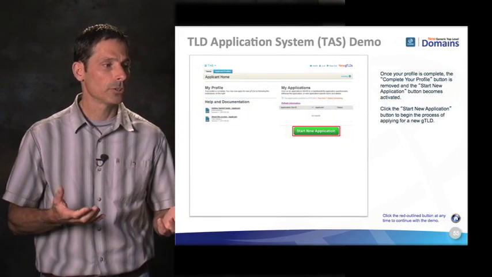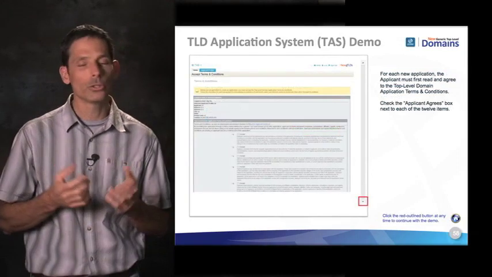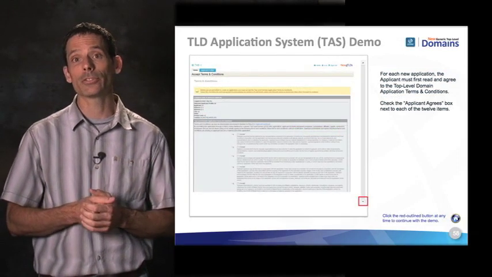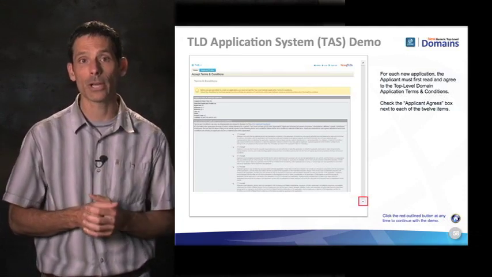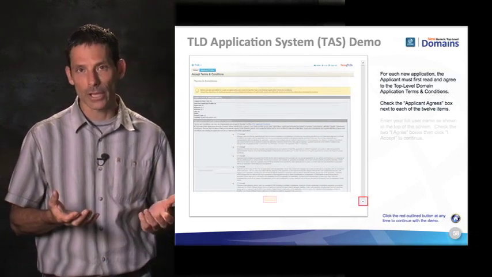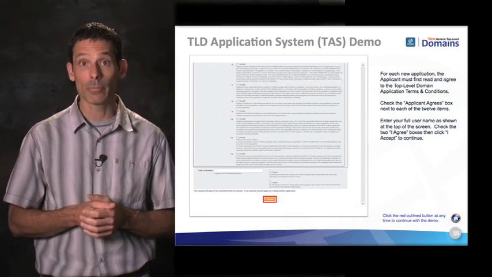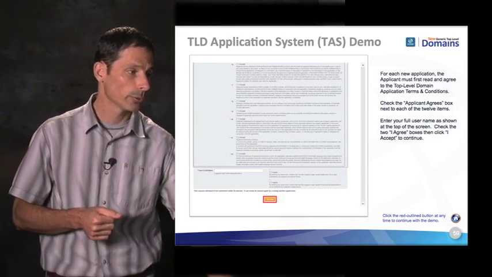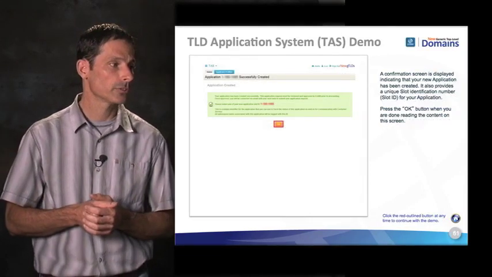So now if we continue, we now have the ability, as you can see, to start a new application. And you have to agree to the terms and conditions associated with every application. These are the terms and conditions in Module 6 of the applicant guidebook. Check off on each of the items. At the bottom of the screen, if you were to scroll down, you'll have to enter your username as it is in your profile, agree to the final 2 components, and then accept those terms and conditions to continue.